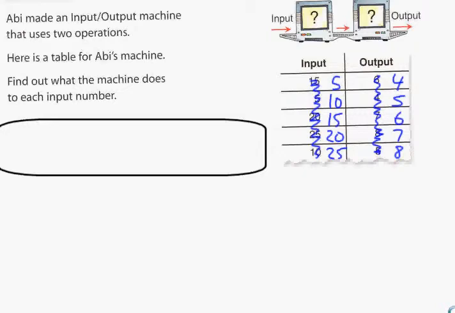Alright, and I try and look for a pattern. Well, there's something that we learned last lesson or last video. It was to look at the output and see, is there a pattern there? And I do see a pattern. I see it going up by 1 each time.